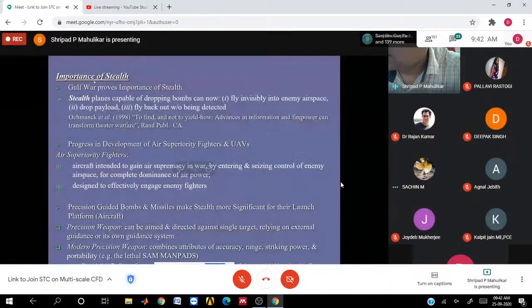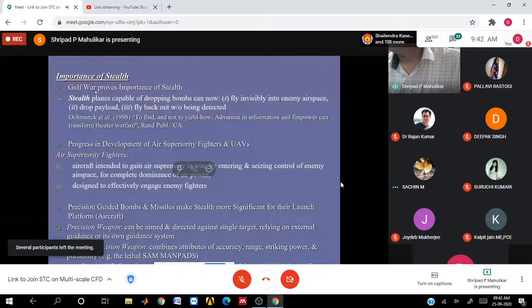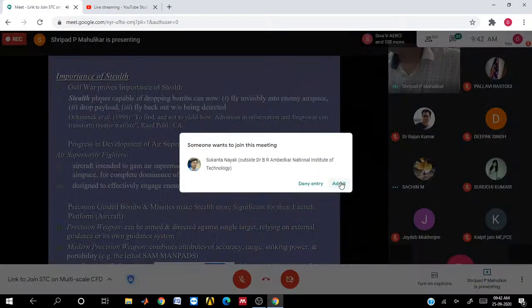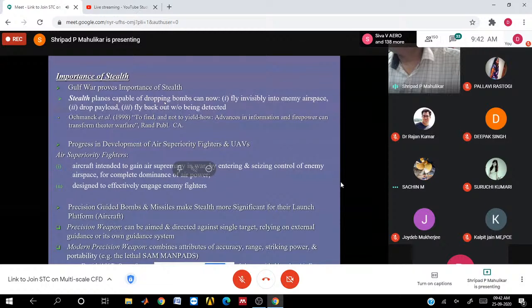So we'll go to the practical importance of stealth. That means when it was practically proven, it was mainly in the Gulf War. It was the defining horizon. The Gulf War, sometime in the early 1990s, proved the importance of stealth. It was seen in the Gulf War that the stealth planes, which are capable of dropping bombs, can now fly invisibly into the opposite side's airspace. It can drop the payload and fly back without being detected.